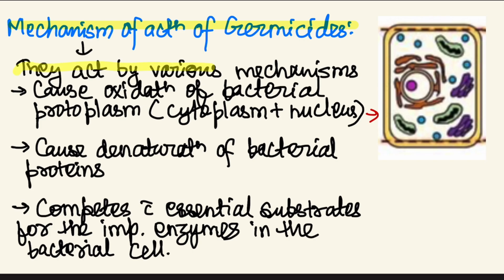They act by various mechanisms. This includes oxidation of the bacterial protoplasm, that is the cytoplasm plus nucleus. So this entire thing is being oxidized, that is one of the mechanisms of the germicides. Then it also causes denaturation of the bacterial proteins, and it also competes with the essential substrates for the important enzymes which are required in the bacterial cell. So these are the enzymes which are present in the bacterial cell, and they act on several substrates. These substrates are being competed for by the germicides, and as a result the desired products which are required for the growth of the bacteria are not formed.